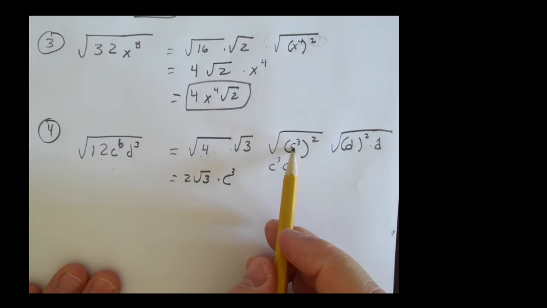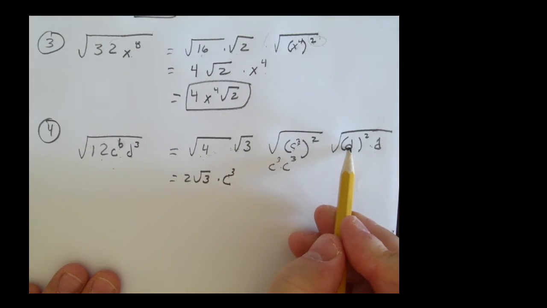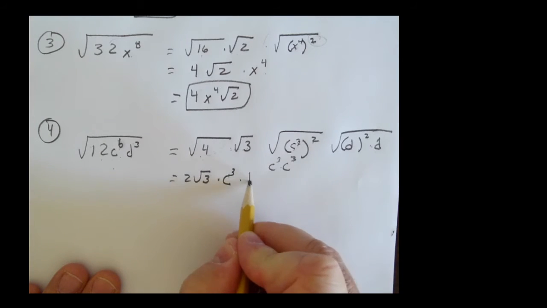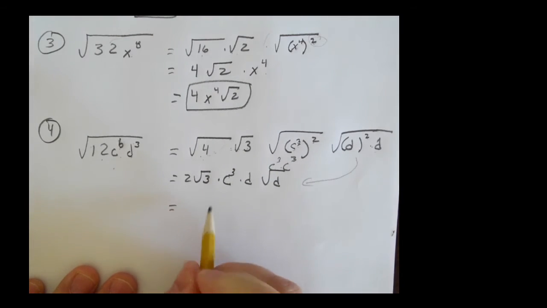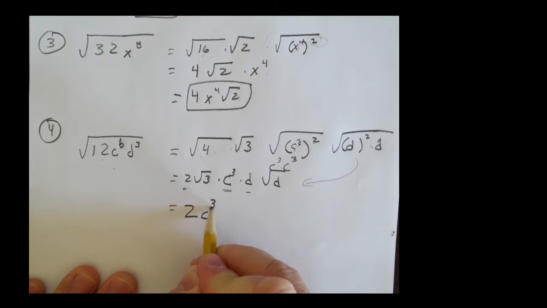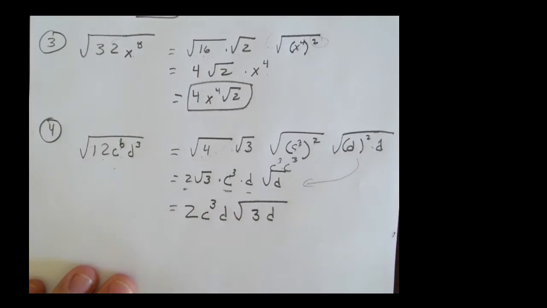We simplify c to the 3rd squared is c to the 3rd. The square root of d squared is d, and then times the square root of d. So that transfers there. So what do we have left? What do we have outside the radicals? 2 c to the third d. And then in the radical, we have 3d.